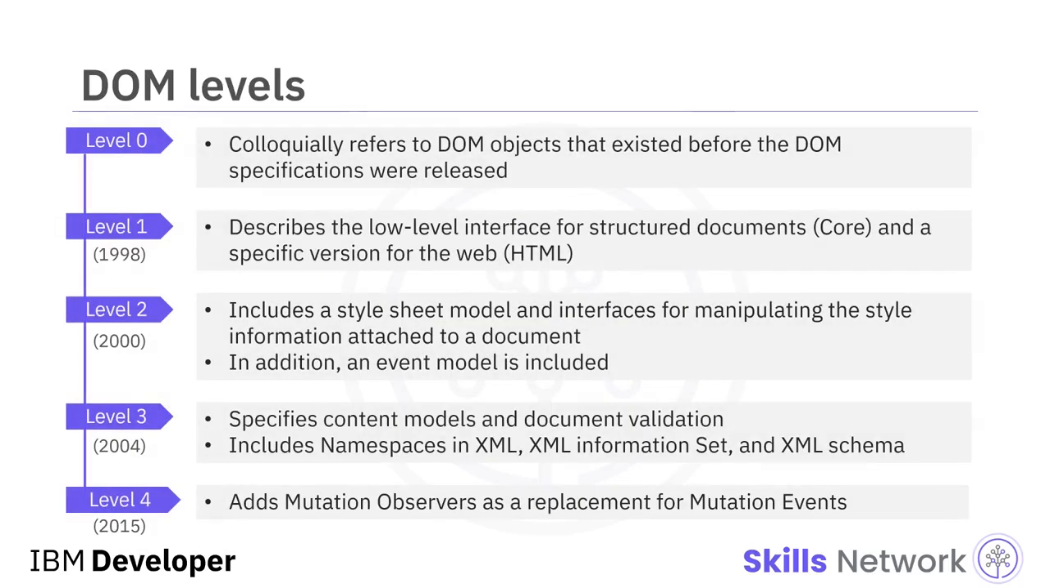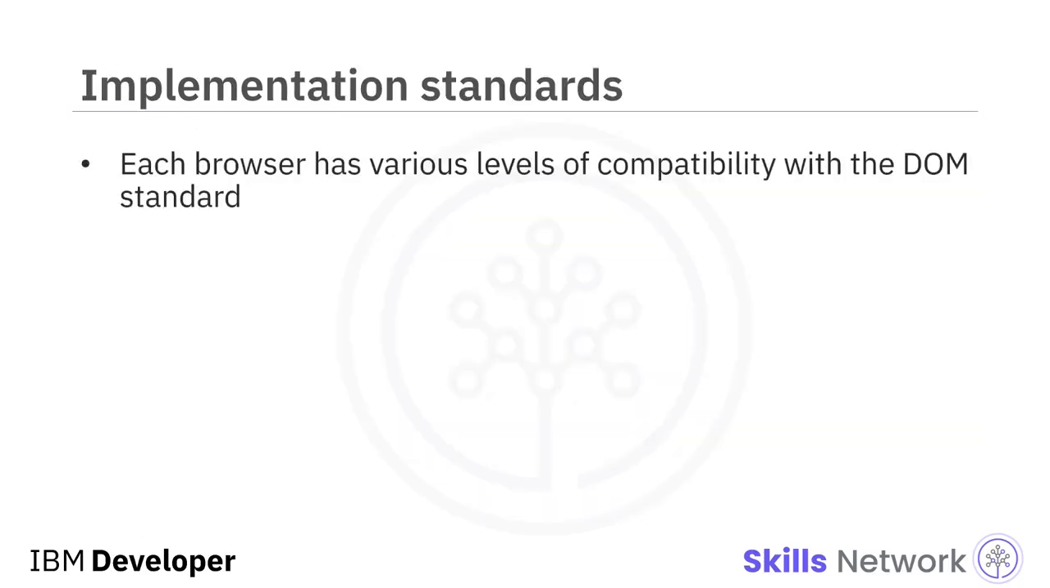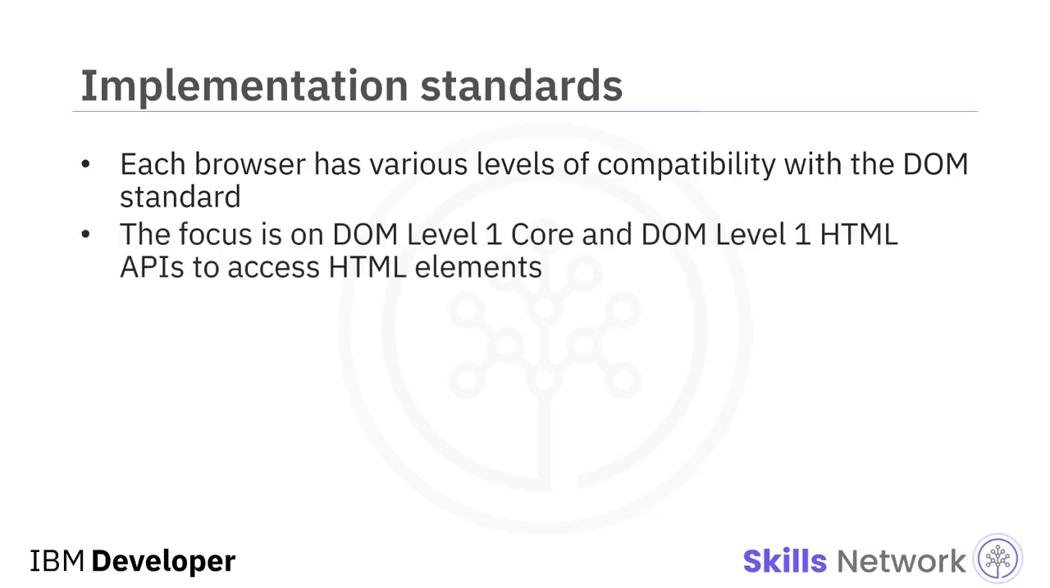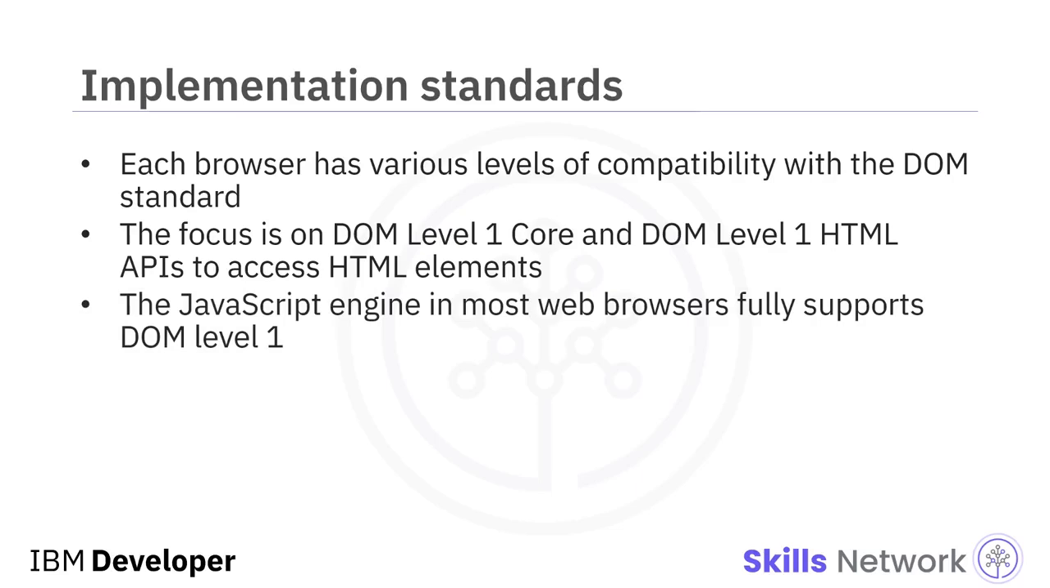The World Wide Web Consortium released 4 levels of the Document Object Model specifications. Each successive level provides a more detailed set of features for describing structured documents. The different browsers have various levels of compatibility with the DOM standard. The discussion of the DOM in this unit focuses on the DOM Level 1 core and DOM Level 1 HTML APIs to access HTML elements with the DOM. The JavaScript engine in most web browsers fully supports DOM Level 1.